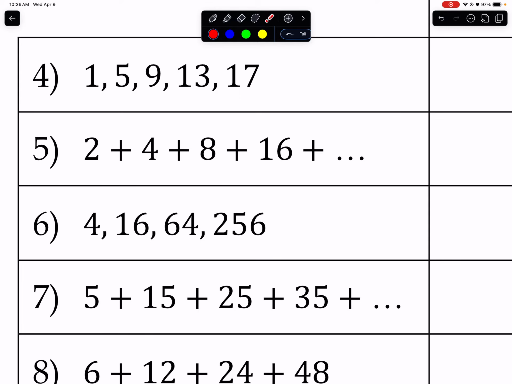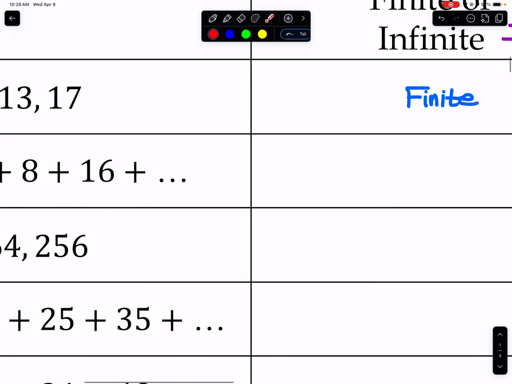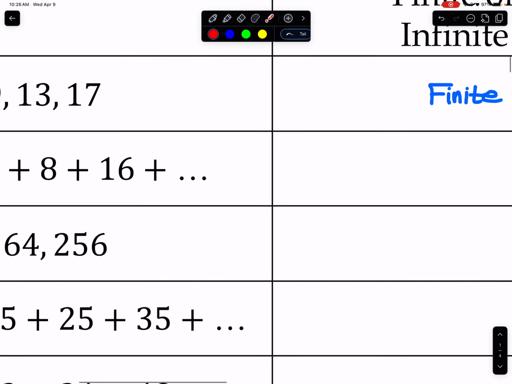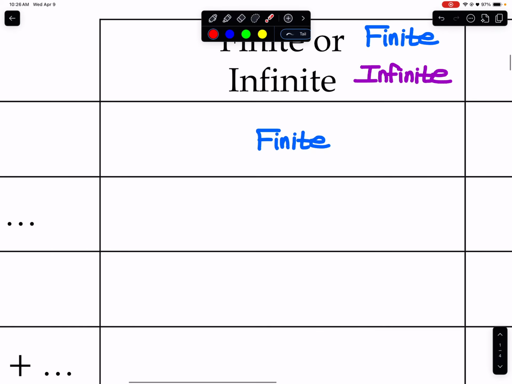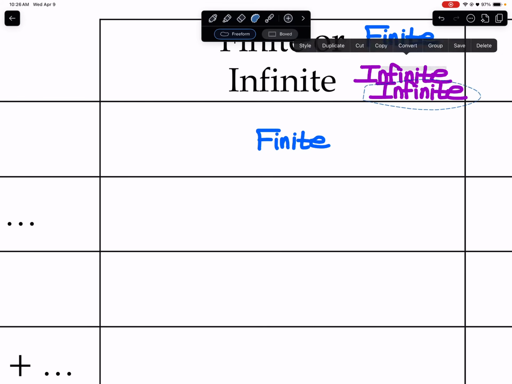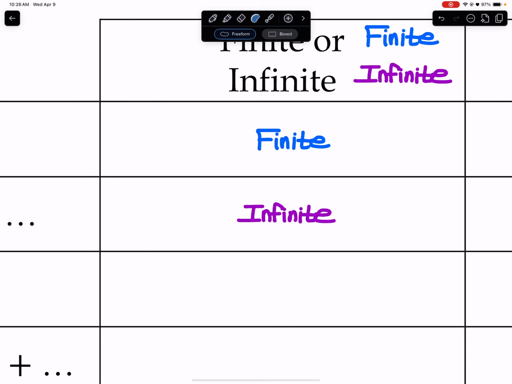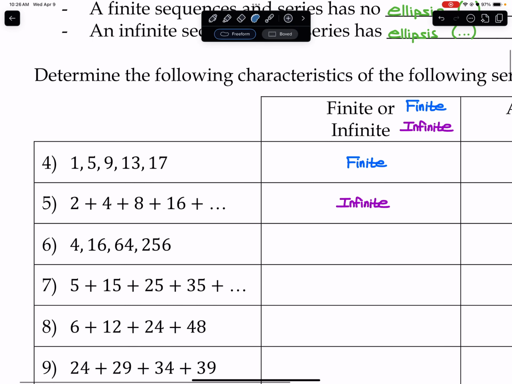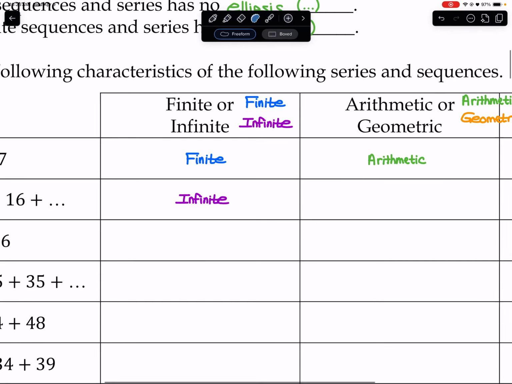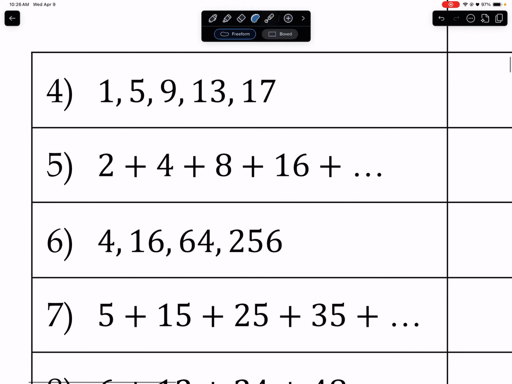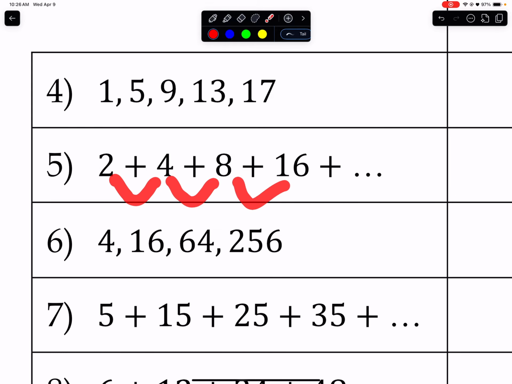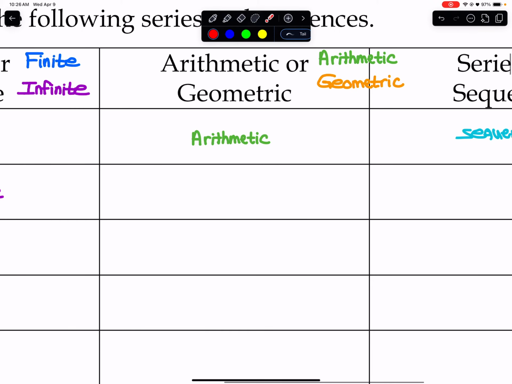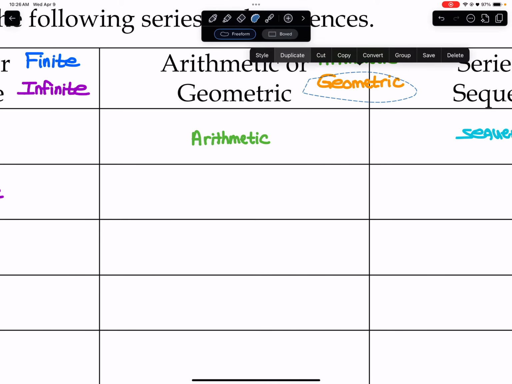Now for number 5. Let's actually start on the left side for finite or infinite. I see that we have an ellipsis here, which tells me that this is going to be infinite. So with infinite, we're going to put that there since we have the ellipsis. Now we're going to look at whether it's arithmetic or geometric. So I'm going to look to see how I go from 2 to 4 to 8 to 16. All these values are doubling, so it's times 2.